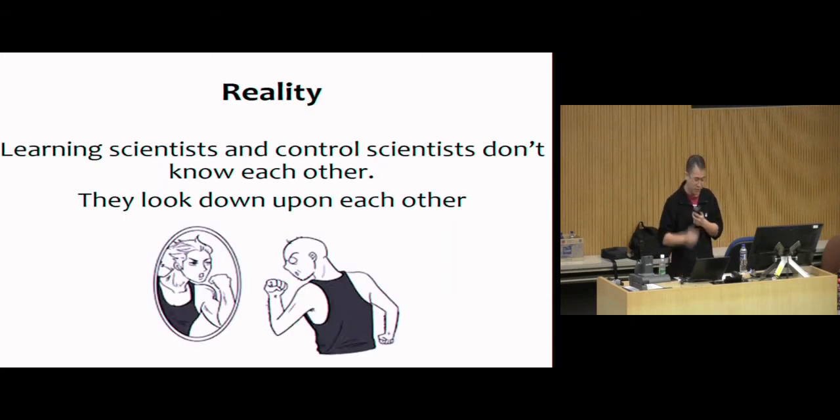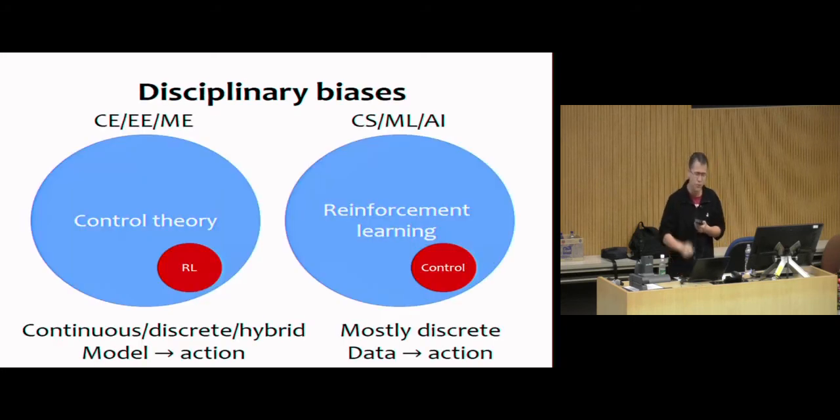So as you can see, in reality, the learning people and the control scientists, even though they are very close to each other, they don't know each other well enough. So actually, they look down upon each other. From what he said, apparently, he didn't appreciate the learning. And also, from his experience, apparently the learning people do not appreciate what he's doing. So there are several reasons for that.